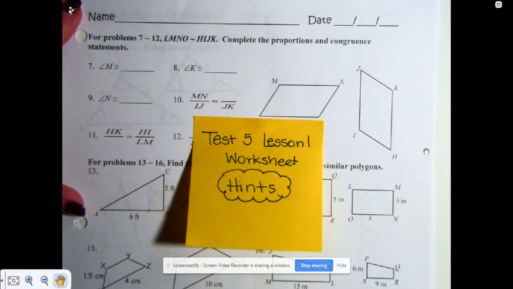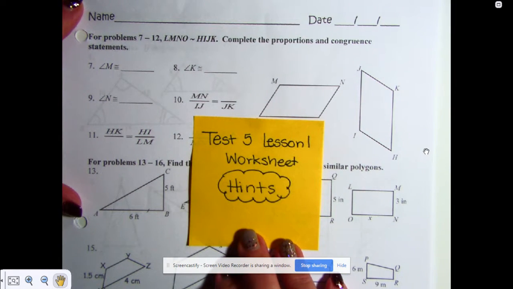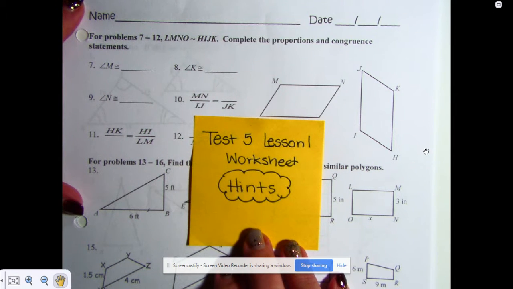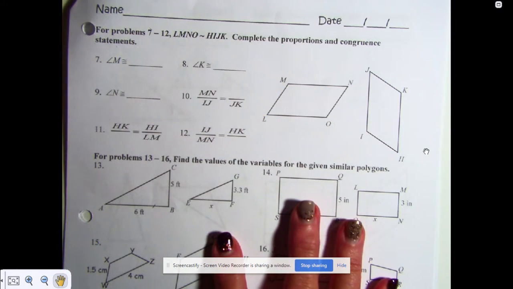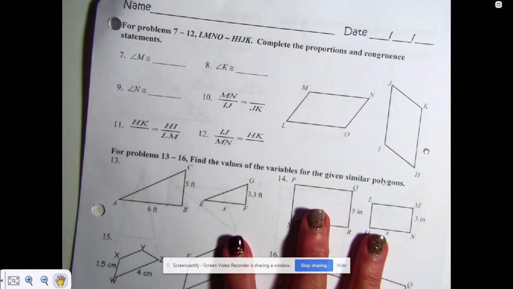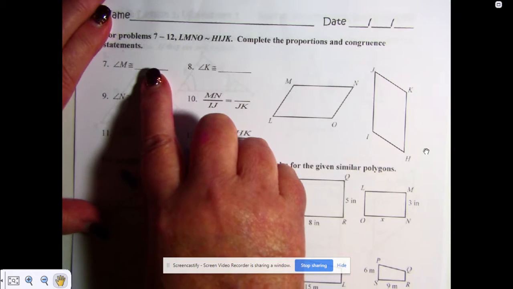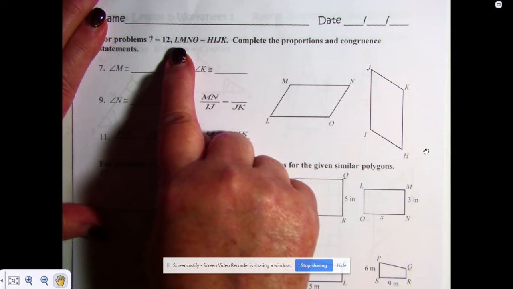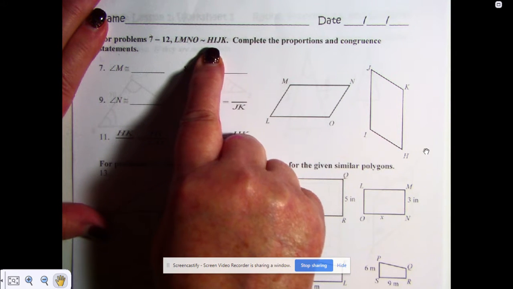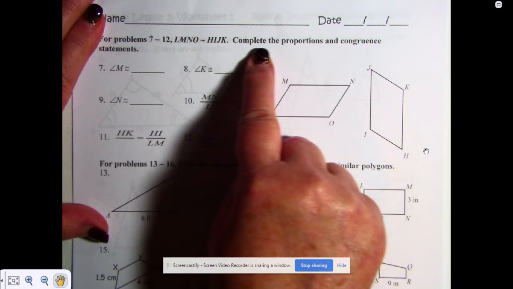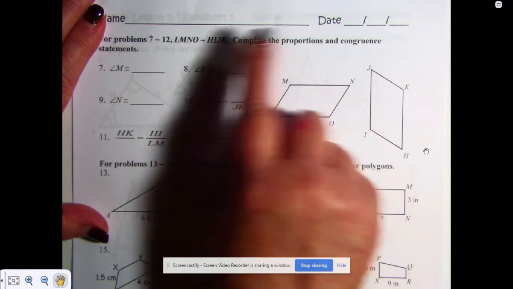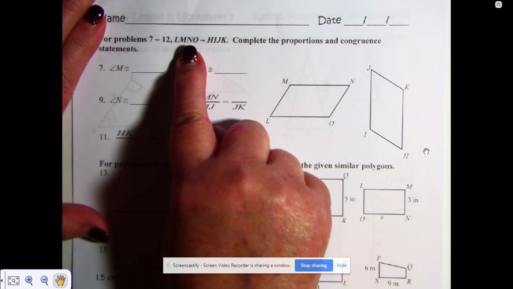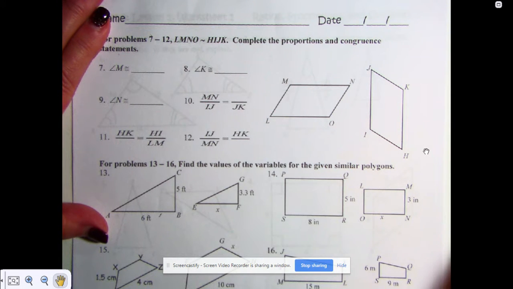Hi, this goes along with our Test 5 Lesson 1. I'm looking at the second part of the worksheet, and I wanted to help you with some of the problems on the worksheet. For 7 through 12, we have LMNO is similar to HIJK, and we want to complete the proportions and the congruences. They've given us which part corresponds with which part.